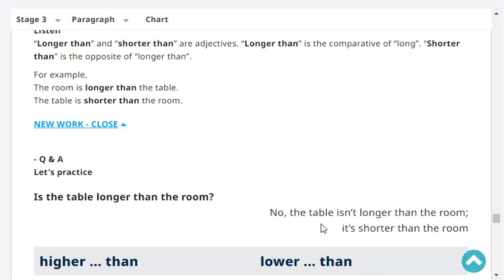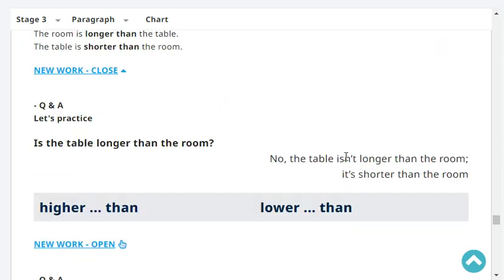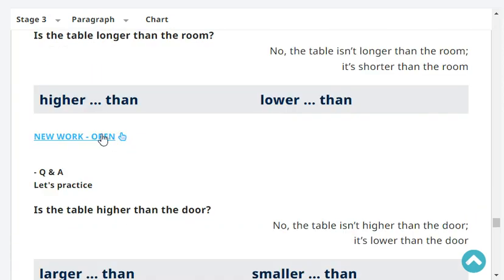Okay, let's practice. Is the table longer than the room? No, the table isn't longer than the room. It's shorter than the room. Very good. Okay, next, another comparative.